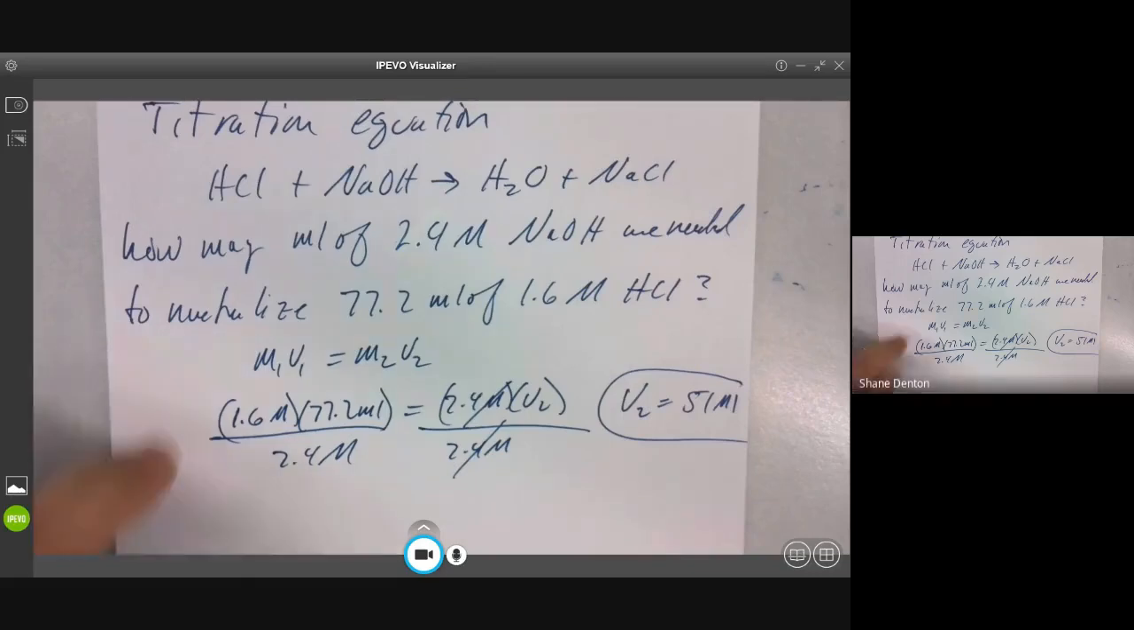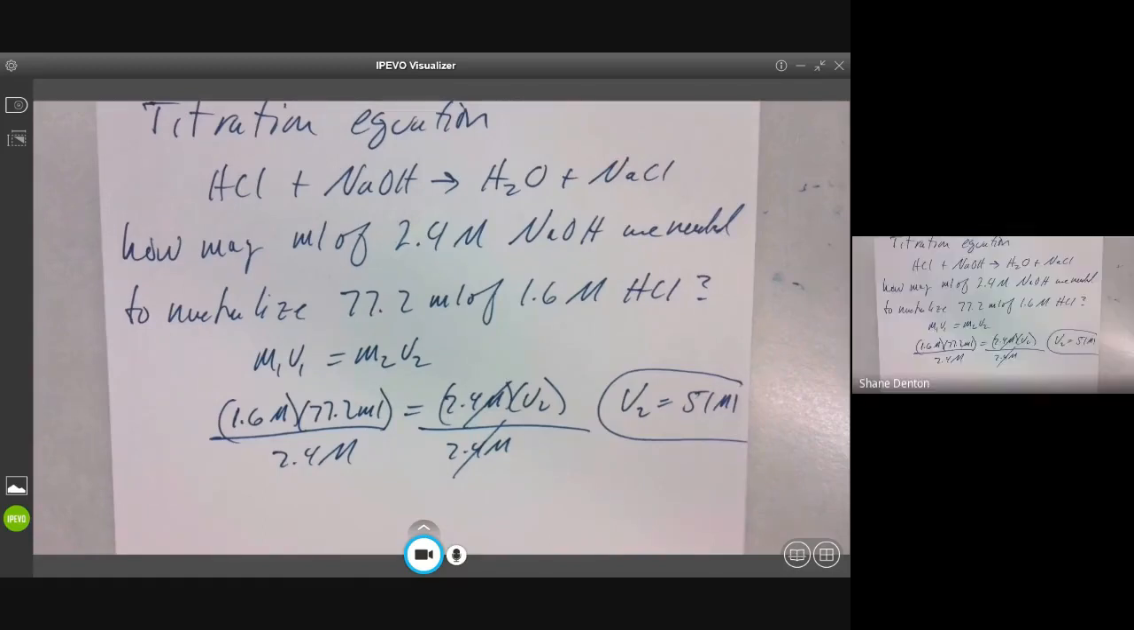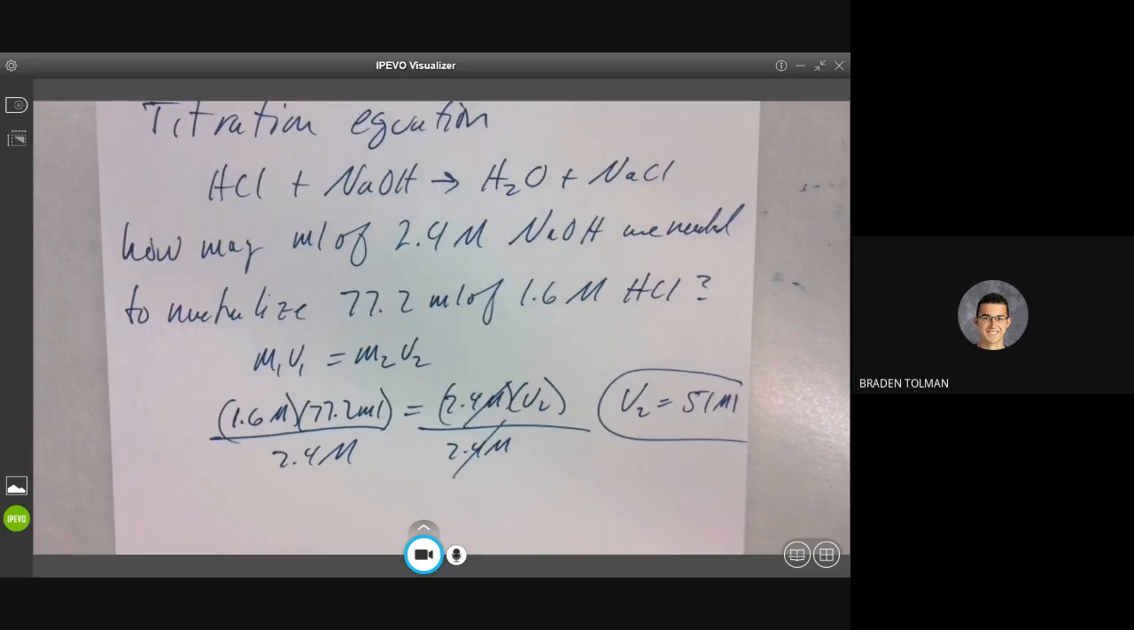And remember how I can look at that problem and determine whether or not I can or cannot be right? You can plug it back in. You're right. So you look at the molar difference. The NaOH is 2.4 and the HCl is 1.6. And so if the 2.4 is higher than the 1.6, then the volume of your HCl or your NaOH has to be less than your volume of your HCl.